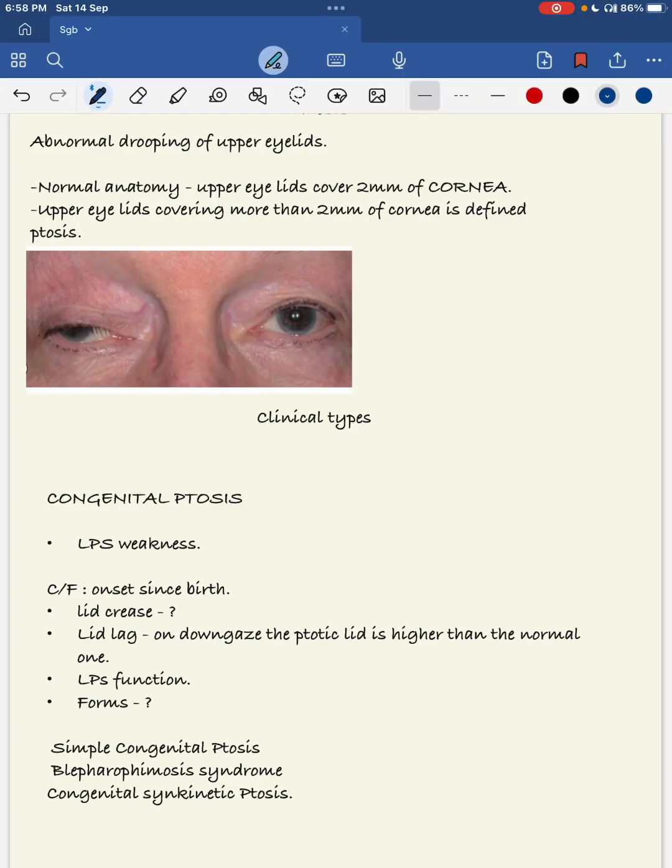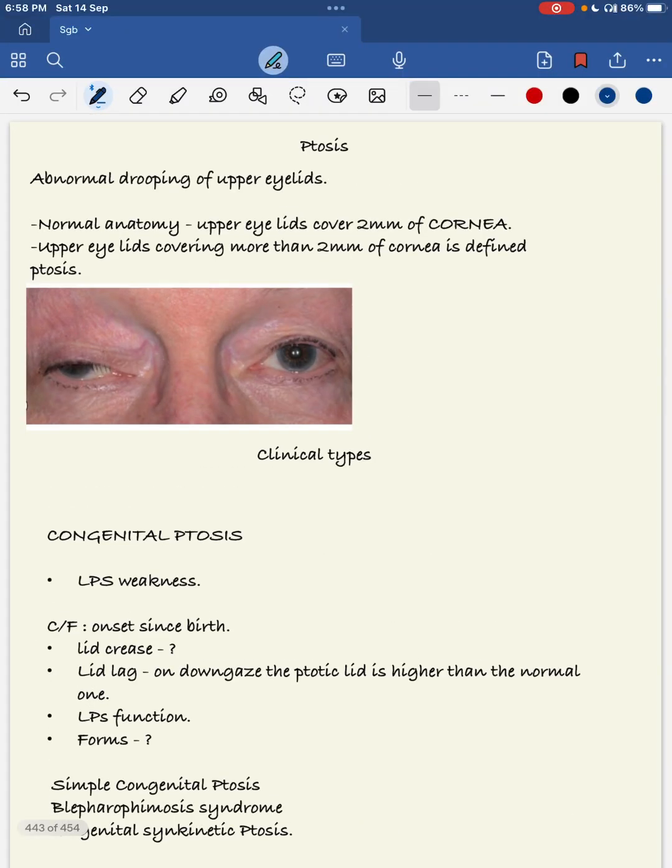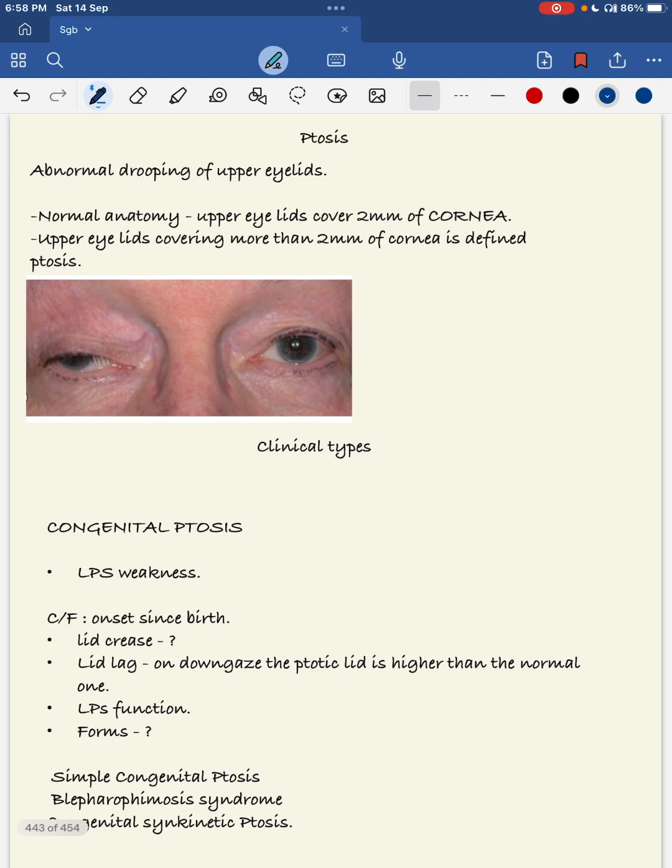Hello everyone. Today we'll be discussing ptosis. Ptosis is an ophthalmology concept, but it is also important in general medicine. In fact, it comes under the third canon of examination.